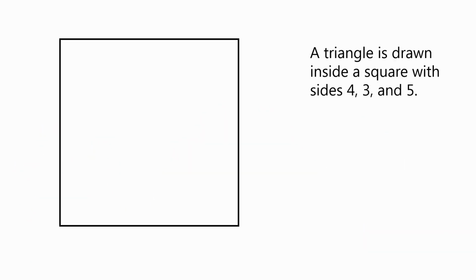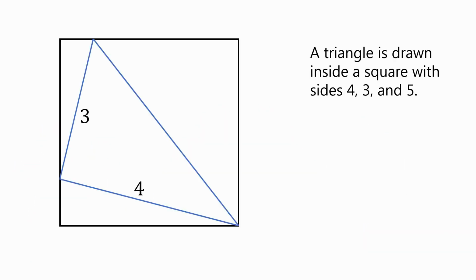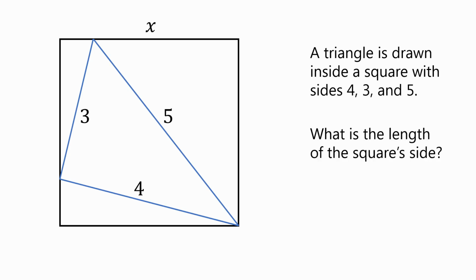A square has a triangle inside of it with lengths of 4, 3, and 5. What is the value of x, the length of the square's side? I've adapted this problem from one I saw online.